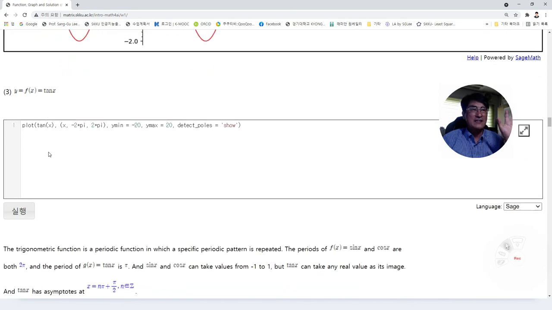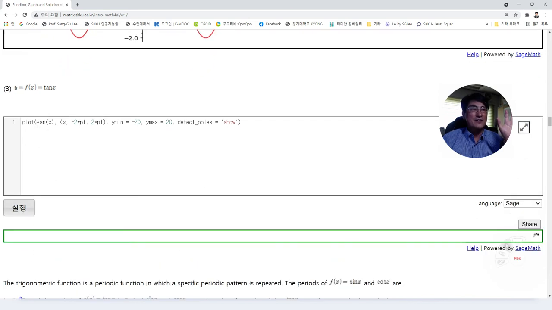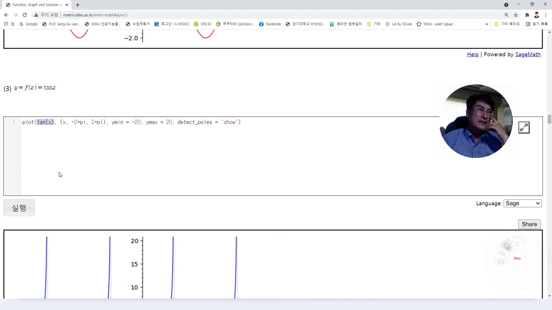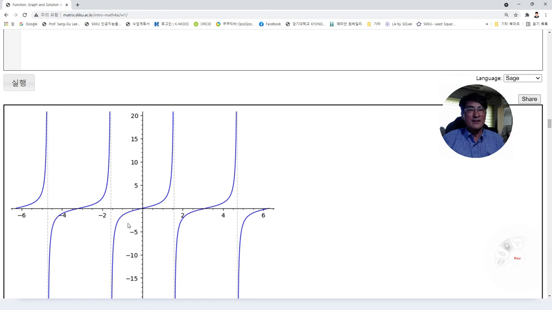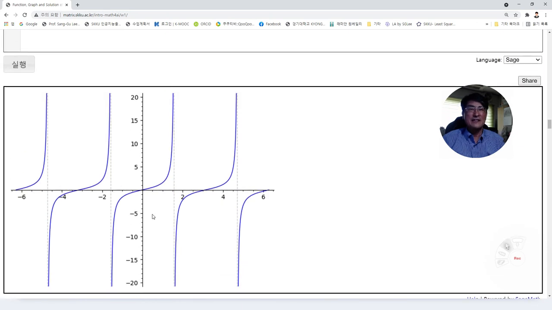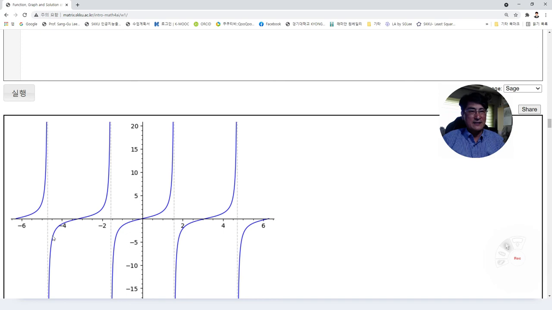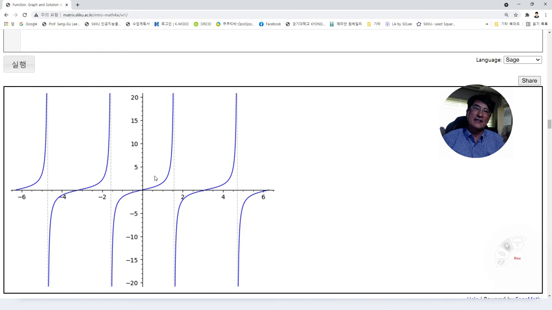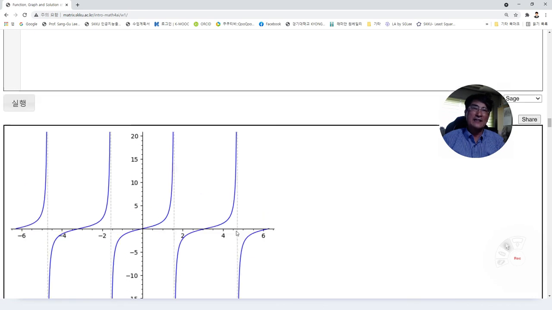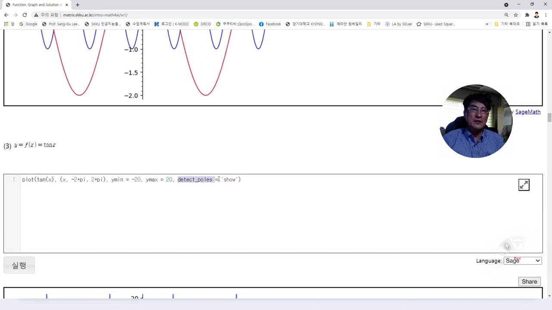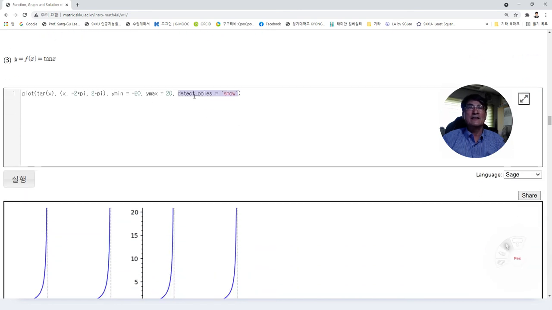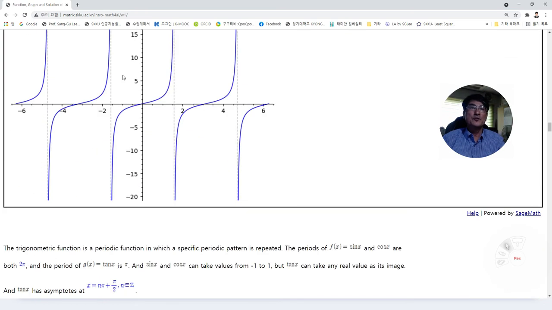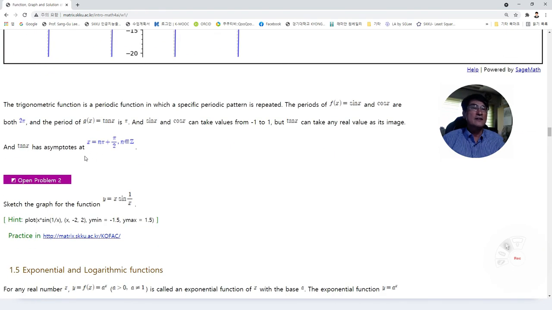For the tangent function, if you want a sketch of it, the plot command can give you the graph of the tangent function like this. Here, as you see, it is a periodic function. And here you see the asymptotic lines. If you want to show those asymptotic lines, all you have to do is put this command, detect poles, then it will show you those asymptotic lines in your graph.